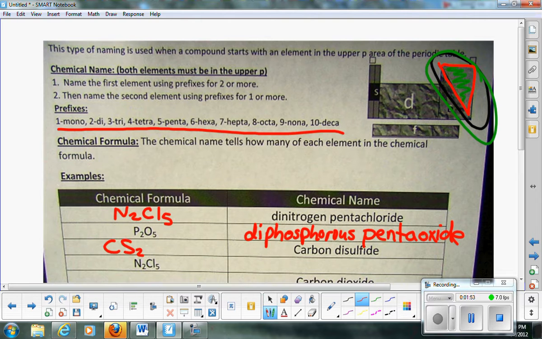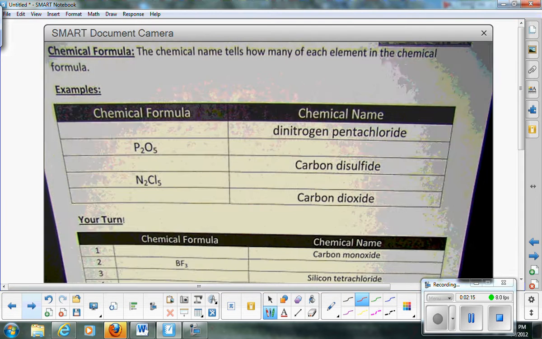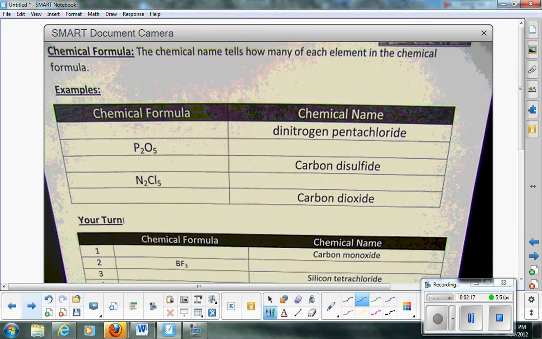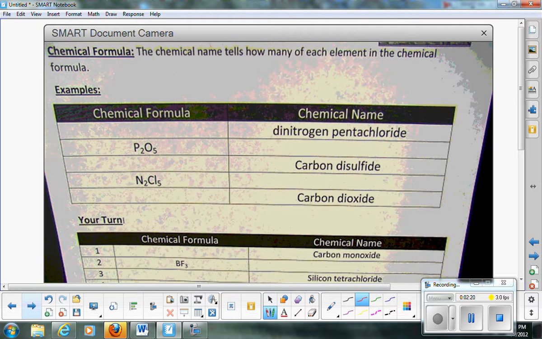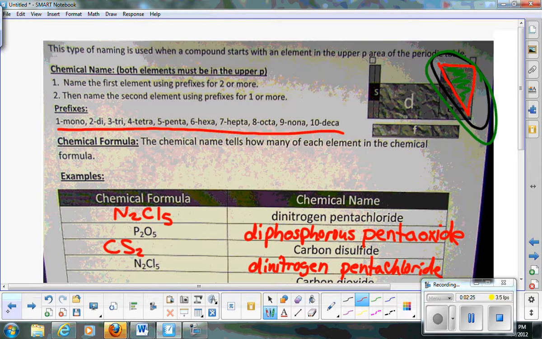N2Cl5. What do you think? Dinitrogen pentachloride. Good. Okay, next one you should know. Going down. What is it? Carbon dioxide. You guys know this one. Come on, what is it? CO2. Yes. Yeah, it's back one.